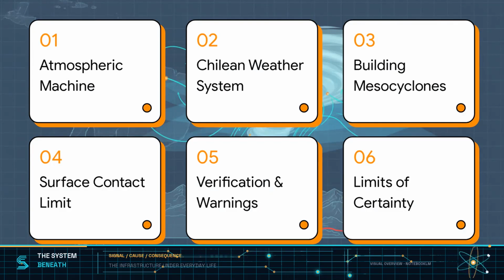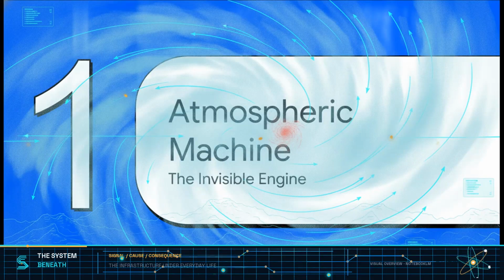So here is the blueprint for our system analysis today. We'll start with the invisible atmospheric machine, move into the highly unique Chilean weather system, figure out exactly how the mesocyclone is built, define the thresholds of surface contact, look at verification and warning decisions, and finally wrap up with the limits of certainty. All right, let's jump right into part one, the invisible atmospheric machine.